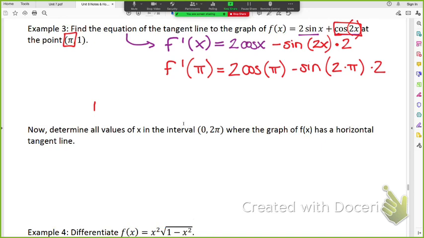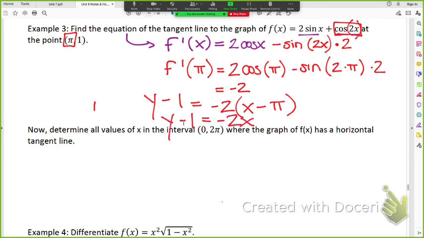All right, so take a minute in your calculator. What we do on this is your y minus y1 equals m times x minus x1. If I distribute, it gives me negative 2x plus 2 pi. And then I just add the 1 to the other side because I can't really add it to 2 pi.